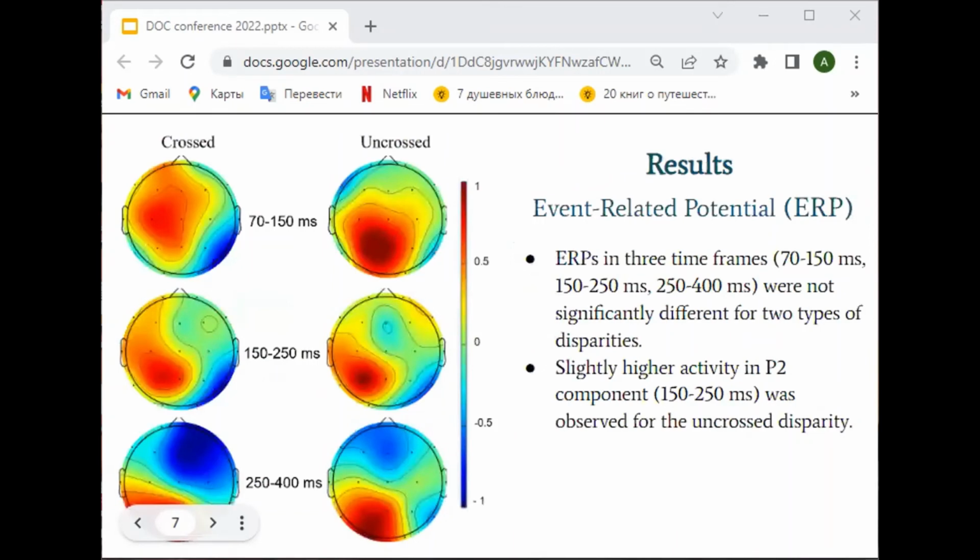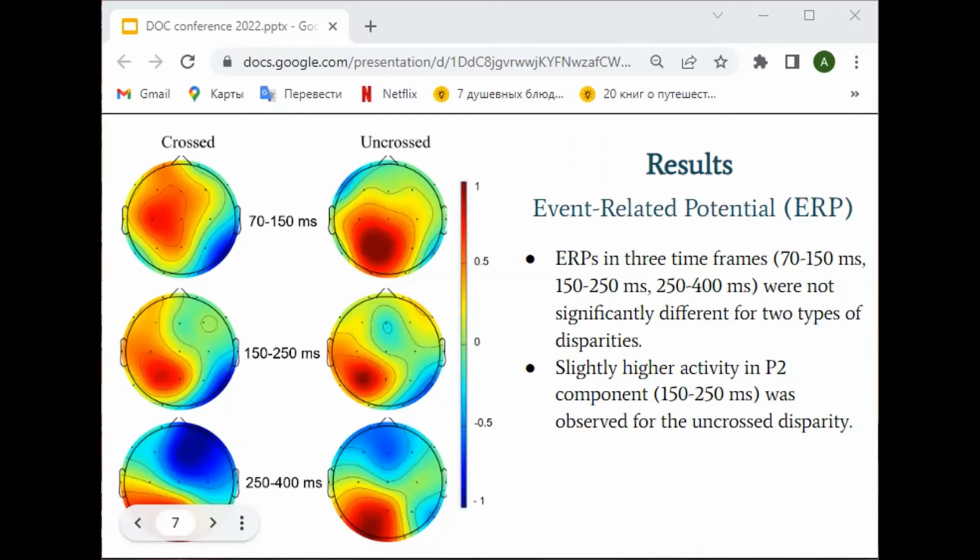Talking about the results, looking at the results of event-related potential, it was seen that there is no statistically significant difference in 3 time frames based on the type of disparity that was presented. In the 70 to 150 milliseconds post-stimulus window, as expected based on the theory of early components, the activity was mainly based in the posterior part of the brain.